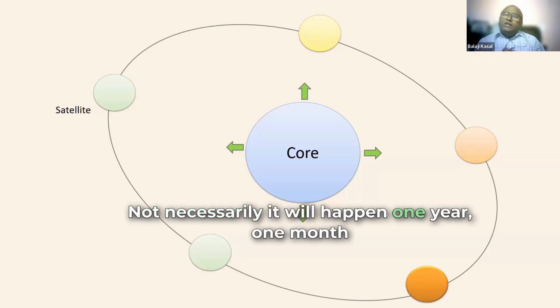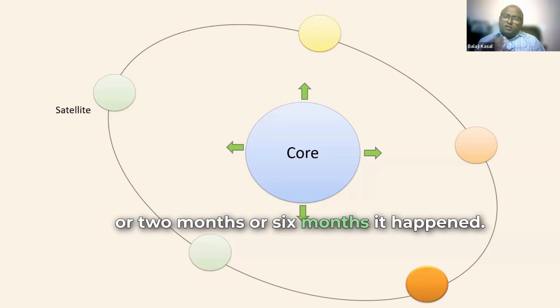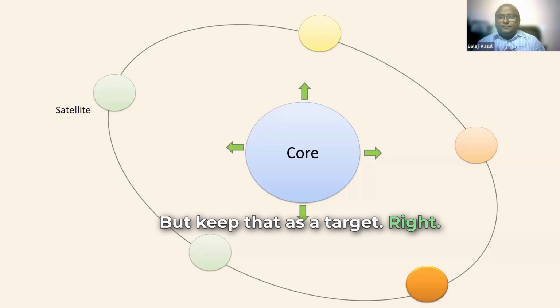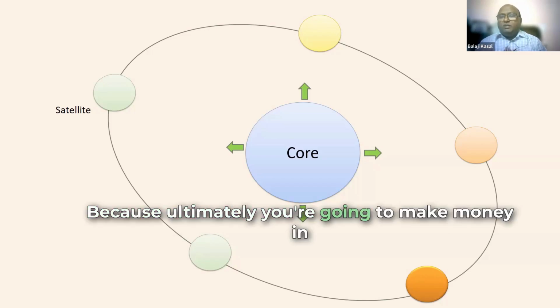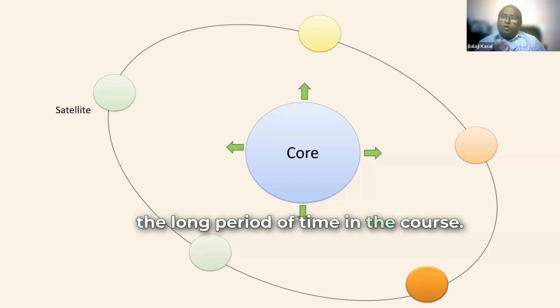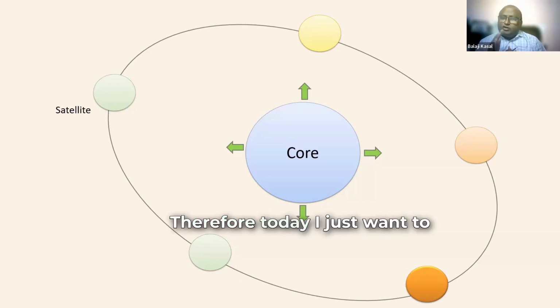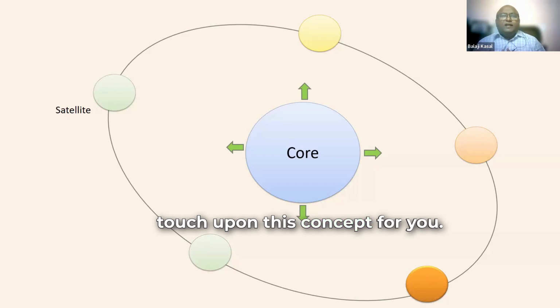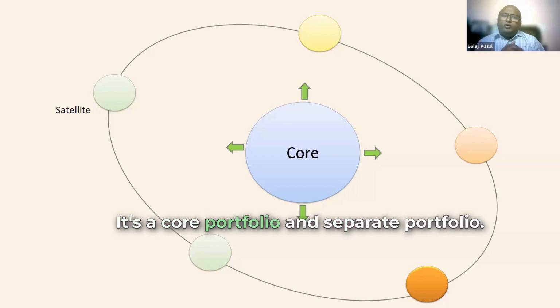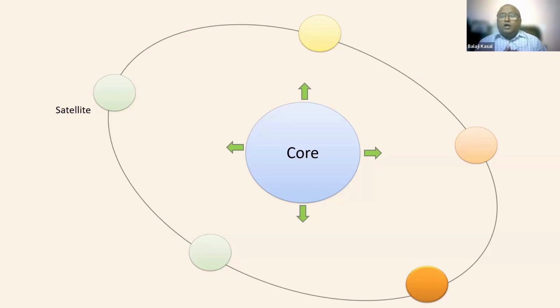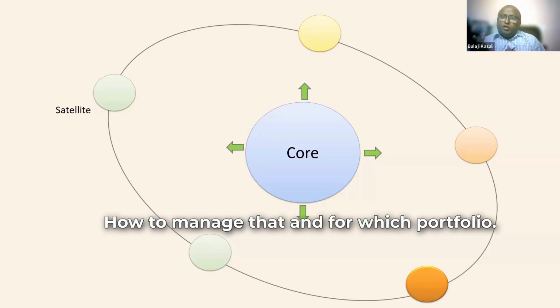Not necessarily will it happen in 1 year, 1 month, 2 months or 6 months. It happens, but keep that as a target, because ultimately you're going to make money over a long period of time in the core. So, therefore, today I just want to touch upon this concept of core portfolio and satellite portfolio, how to manage that and which stocks go where.